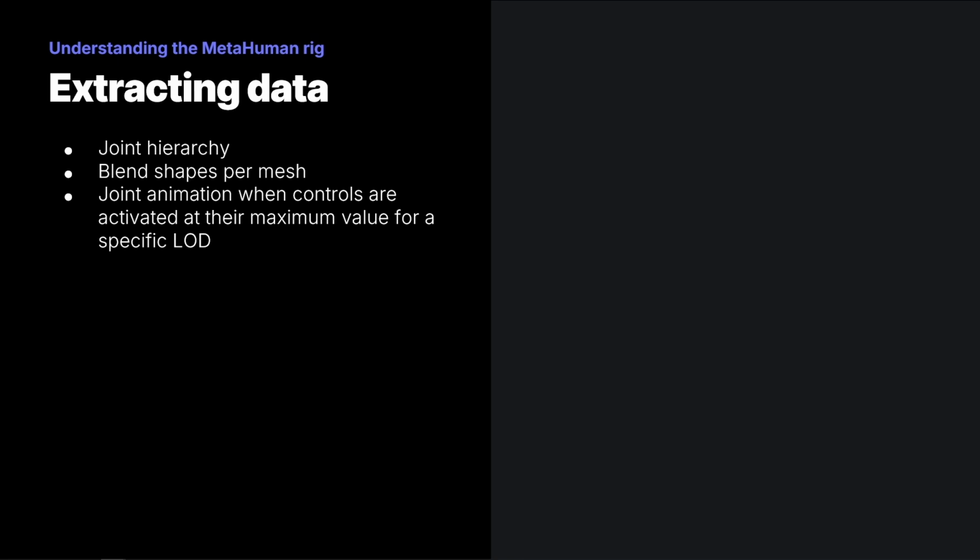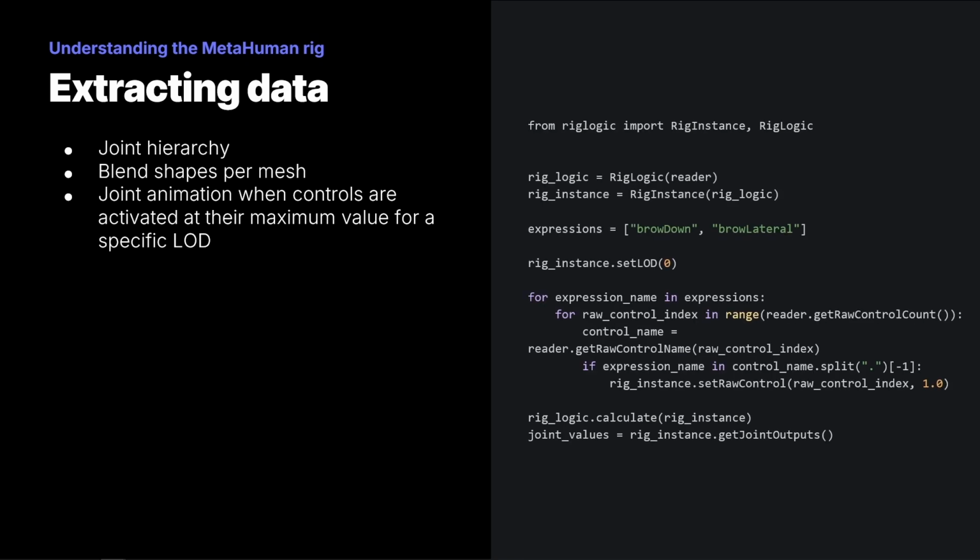So let's go back to our example of calculating joint animations. Now, using RigLogic, this becomes trivial. The only thing we need to do is to set the control values and our target LOD, calculate, and then read the joint values. While being much more concise, it allows the user to focus on higher level concepts, such as controls, instead of specific joint attribute values, and is also much more performant.